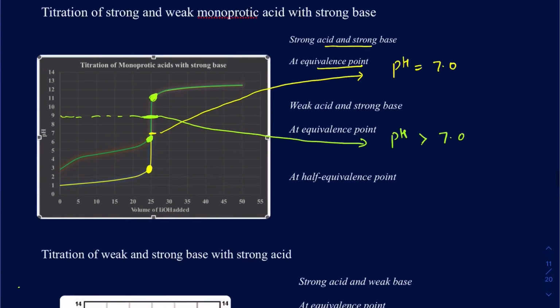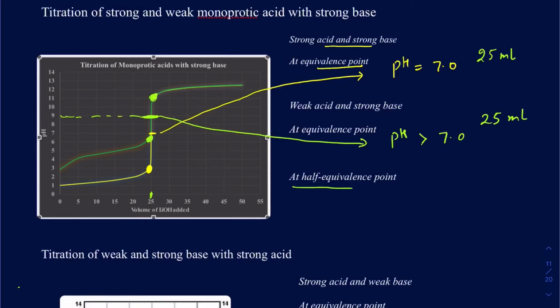Now, in addition to that, also be able to figure out how much volume you use to reach the equivalence point. And in both of those cases, we're looking at 25 milliliters that's needed to reach the equivalence point. Now, what's happening at half equivalence point? At half equivalence point, I'm looking at when you are adding half of the base. To reach equivalence point, we need 25 milliliters. I'm going to write that down here: 25 milliliters in both of those cases.